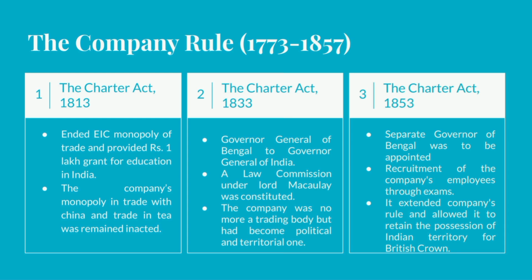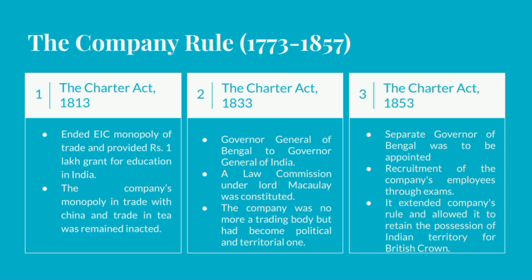Next one, the Charter Act of 1853. The important features of this act were that a separate Governor of Bengal was to be appointed, and recruitment of the company's employees was through exams. Here, the competitive exam came into role. The next point is that it extended the company's rule and allowed it to retain the possession of Indian territory for the British Crown. With this act, the company's rule ended because in the revolt of 1857, there was a lot of mess happening in British India. After that revolt, all the powers were transferred to the British Crown.